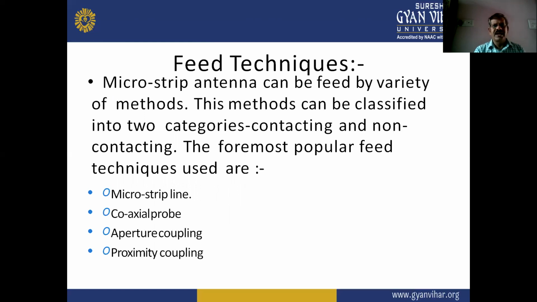Feed technique. So what is the feed technique for a microstrip antenna? Microstrip antenna can be fed by a variety of methods. These methods can be classified into two categories, contacting and non-contacting. The four most popular feed techniques used are microstrip line, coaxial probe, aperture coupling feeding, and proximity coupling feeding. So these are some feed techniques for the microstrip patch antenna.